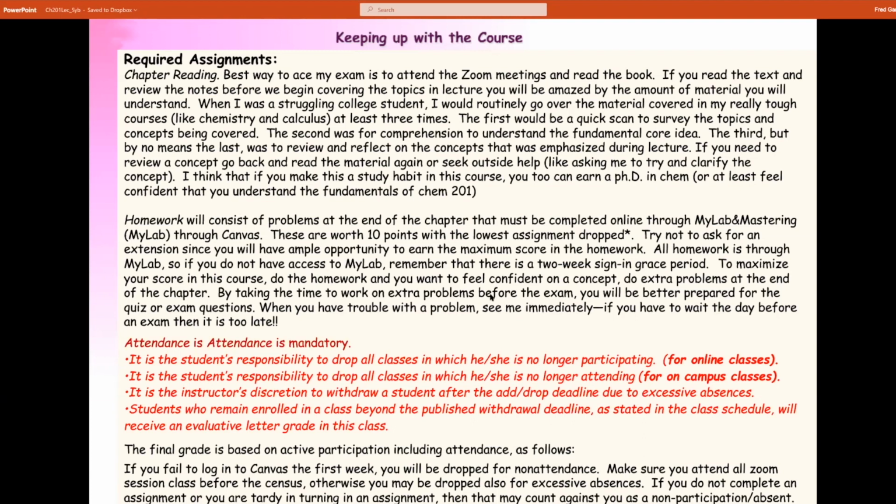So again, reading and keeping up with the class is very important. The homework is based on the end of the chapter. Let me try and explain the homework. There are 3 sections for the homework. The first is like a preview.